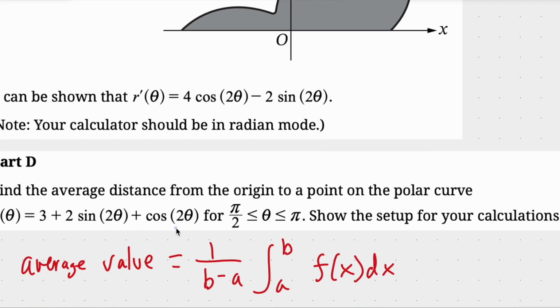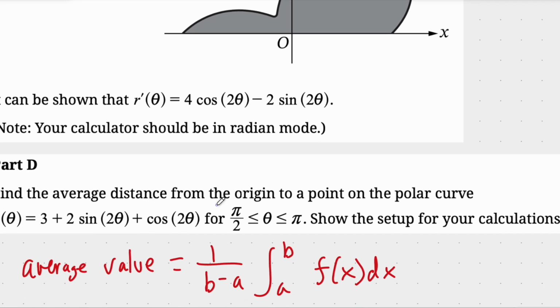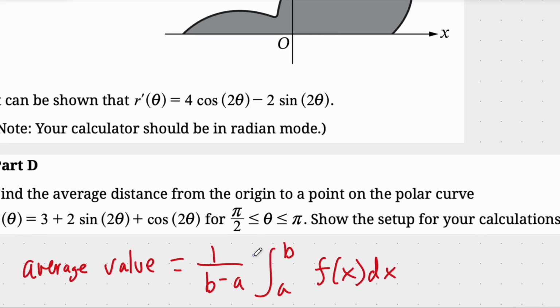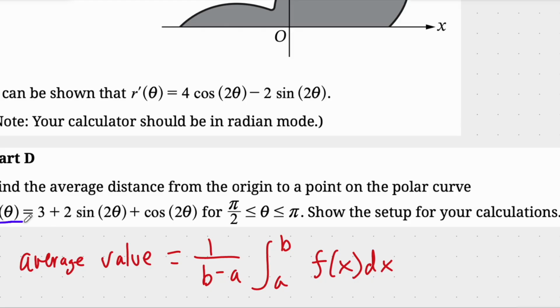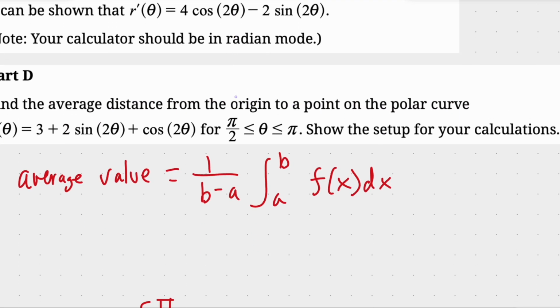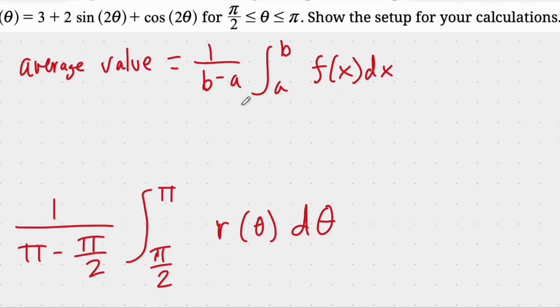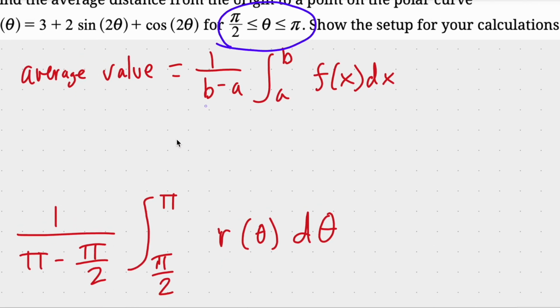And then in part D, okay, they ask for the average distance. So there's a formula for average value. It's this formula here, right? And so that's what we're going to use. We're going to use it on R, because R is distance from the origin to a point on the polar curve, right? I mean, they use a bunch of words here when they could have just called this R. It's literally the same thing as R. So you're supposed to find the average R. Let's use the average value formula, plugging in R for our function. We're supposed to do it from pi over 2 to pi, so that's A and B basically.